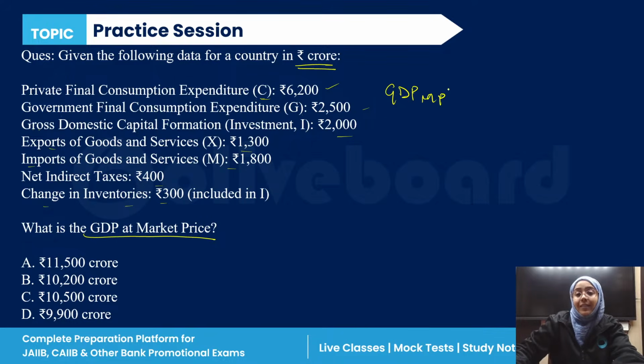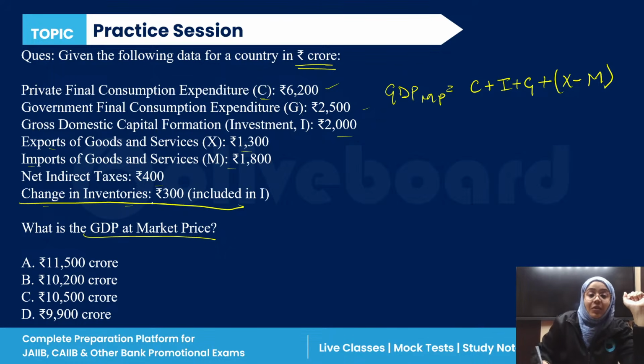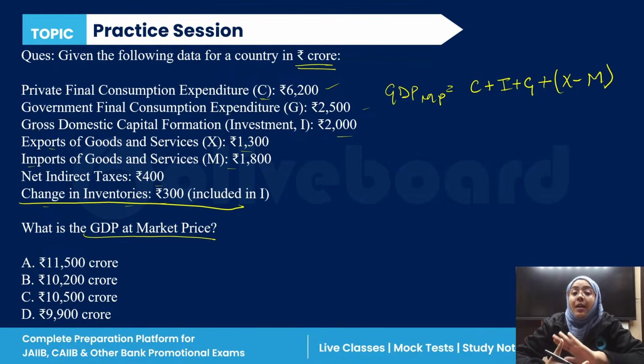GDP at market price is equal to C plus I plus G plus X minus M, right? Simple thing. Now, you think of the changes in inventories. It is already included in the investment, so you don't need to add it exclusively, okay? Because it is already included in the investment, we don't have to do anything with the changes in inventories here.